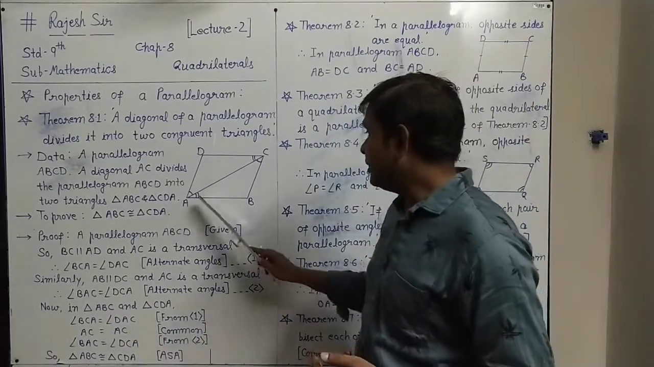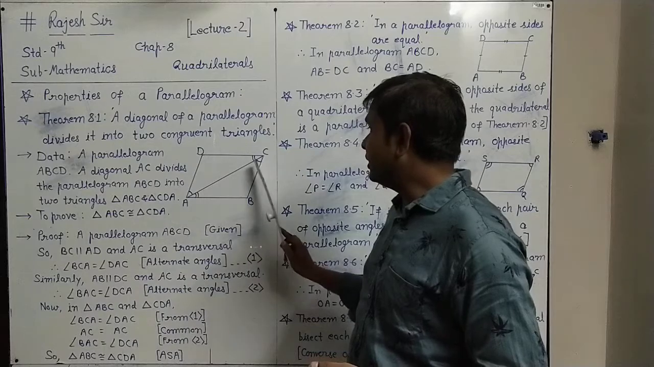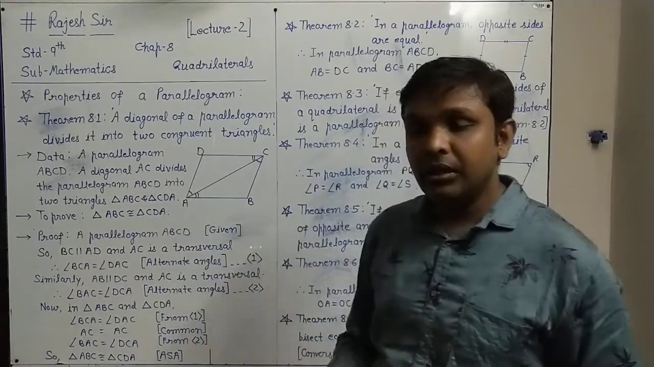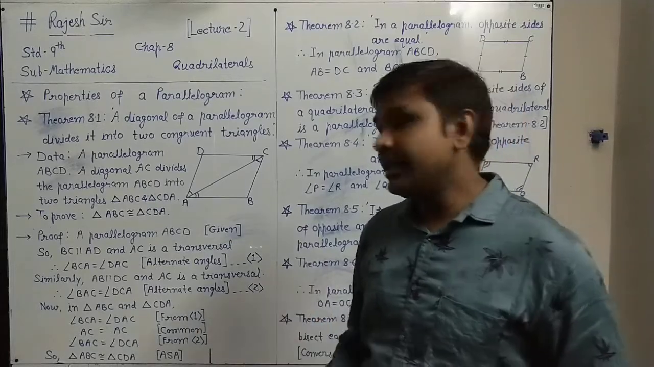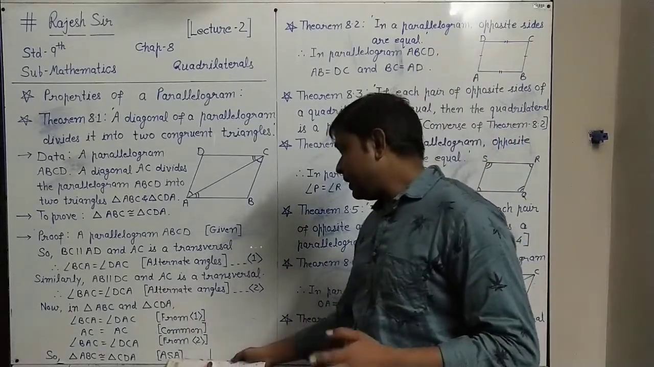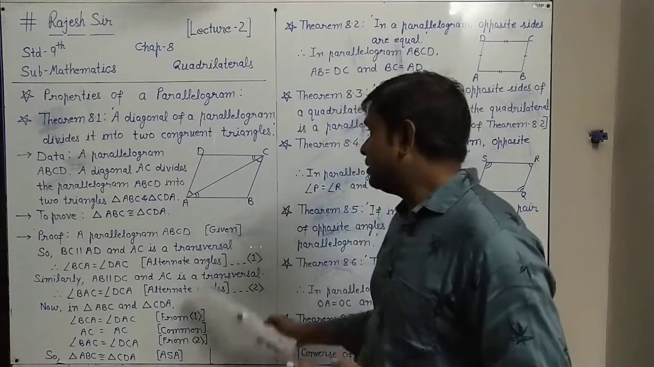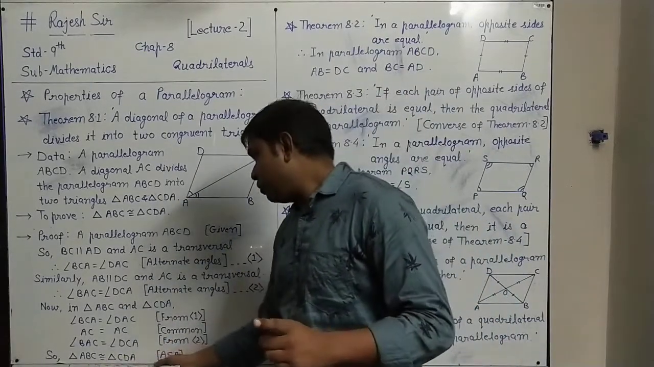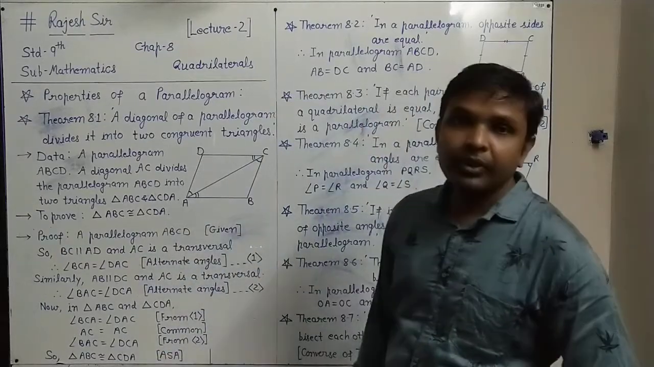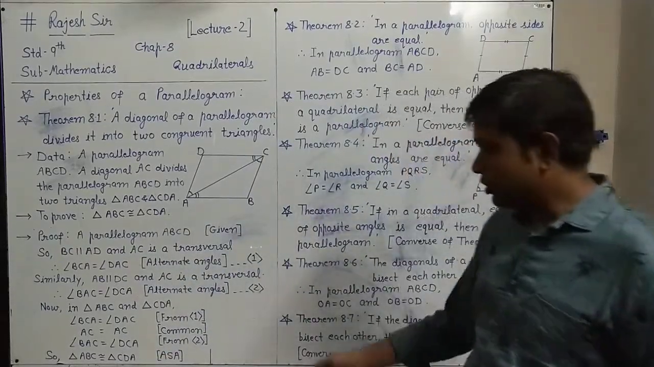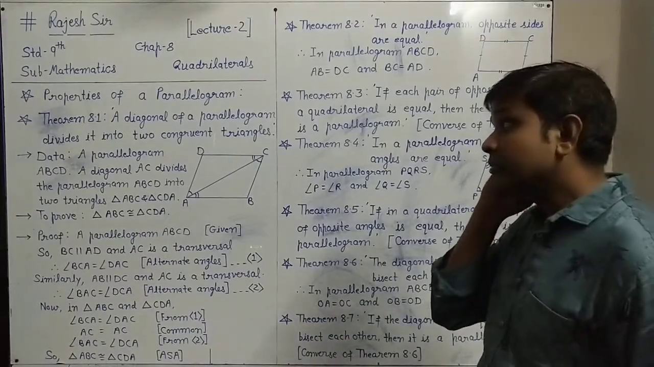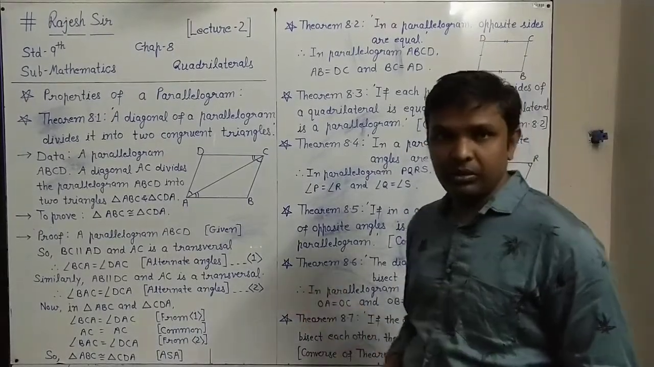Angle, side and angle. Angle, side, angle in this triangle. Angle, side and this angle on that triangle. Angle, side, angle. By that criteria, we can say ASA, that is angle, side and angle, both the triangles are congruent. They are triangle ABC congruent to triangle CDA because of angle, side, angle. So this way, this theorem is very easily proved.